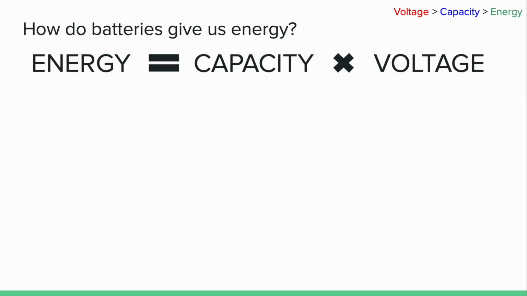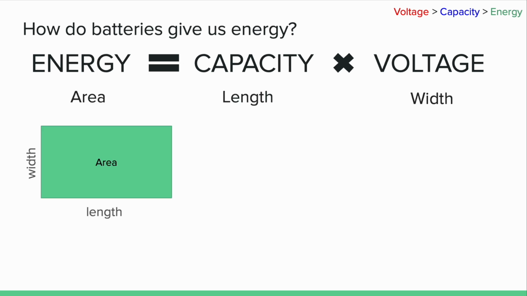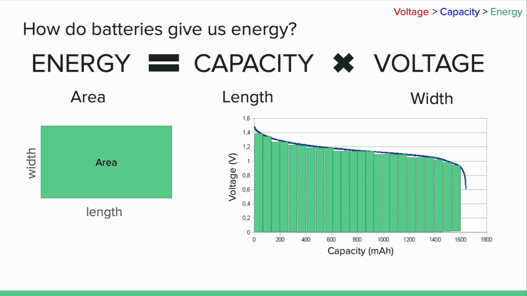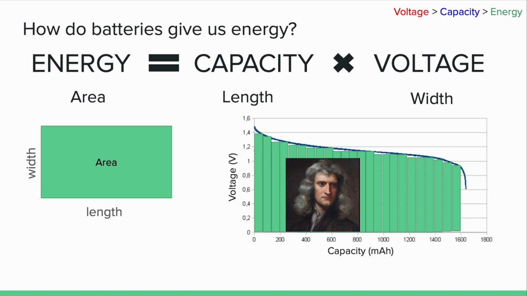Okay, so energy equals capacity times voltage, which is similar to how the area of a rectangle equals the length times the width. Going back to the voltage capacity curve, if I want to know the energy that the battery discharged instead of just the capacity, I would have to take the area underneath the curve. You'll need calculus for that, but most battery testing software already has tools for that.